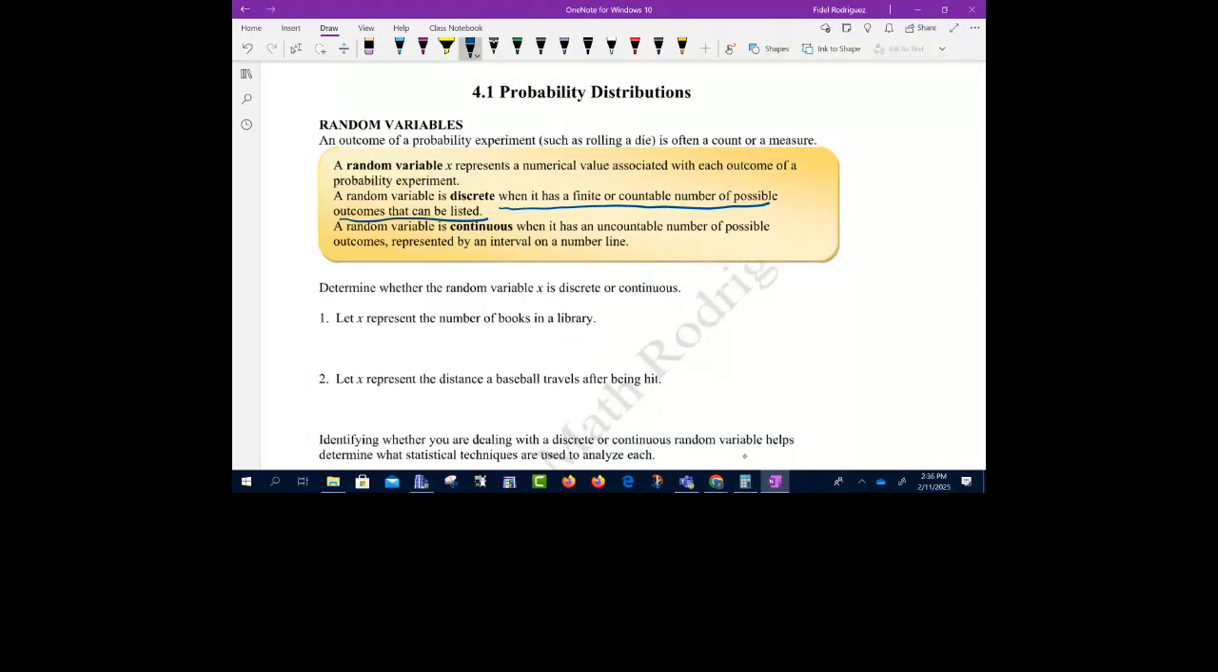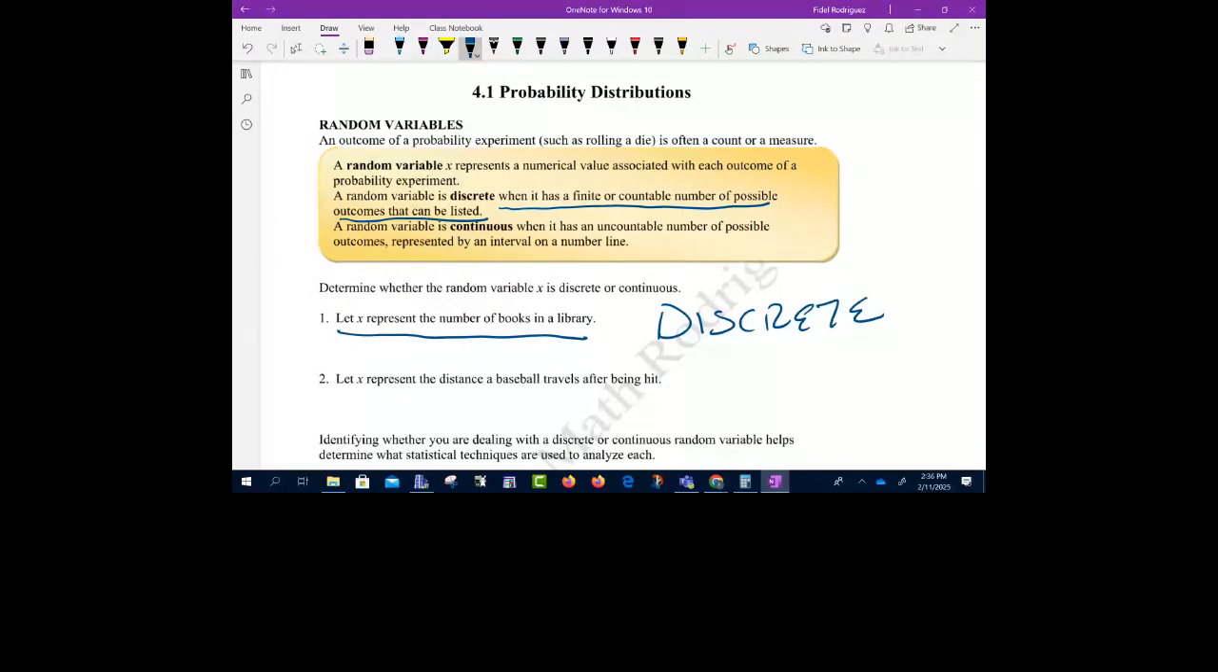So the first one says, let X represent the number of books in the library. So if we walked over to the library, we could go each aisle at a time and start counting 1, 2, right? At some point we would end, right? But we can count it. It's finite. There's going to be a time when we're going to end, right? So this here, y'all, would be what we call discrete, okay?